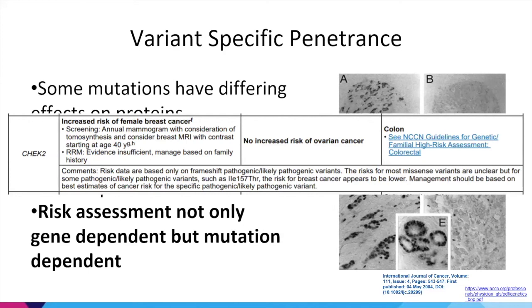So this is a screenshot from NCCN about the recommendations for CHEK2. And if you see the comment, it says the risk for missense variants are unclear, but for some pathogenic, likely pathogenic variants such as I157T, which is what's being shown in the paper I just showed you, the risk for breast cancer appears to be lower. Management should be based on best estimates of cancer risk for the specific pathogenic, likely pathogenic variant. So it's a really nuanced approach. It's not only about the gene, but it's also about the specific mutation.